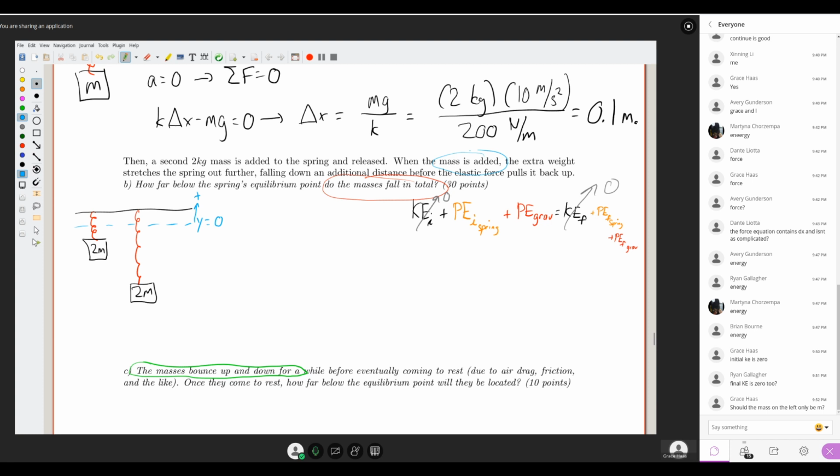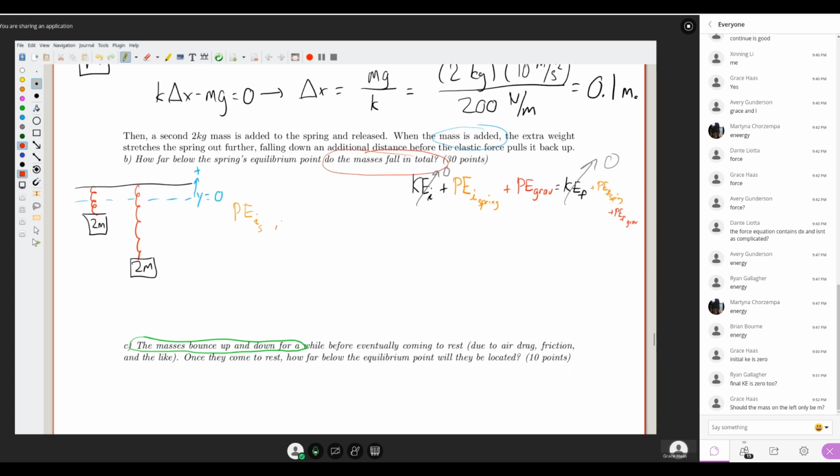So we now have that formula over there. Let's write that down. The initial potential energy of the spring plus the initial potential energy of gravity equals their sum in the end: final spring plus potential energy final gravity.